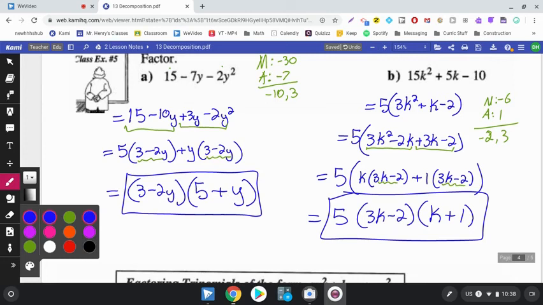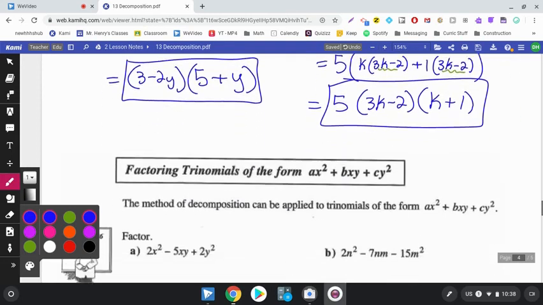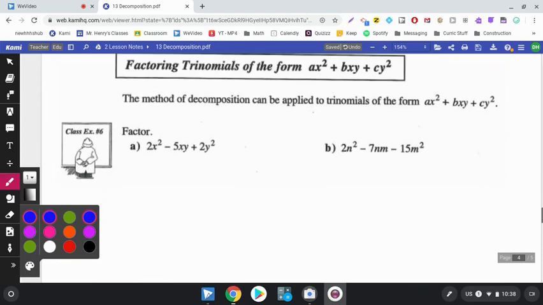Alrighty, we're going to move on to one more example, and that'll finish up the lesson on decomp for today. So it says factoring trinomials of the form ax squared plus bxy plus cy squared. So this is when I'm dealing with maybe 2 variables, right? I could totally handle this. It's not anything too crazy. Decomp works for such a large variety of things. You can try decomp and see if it works.